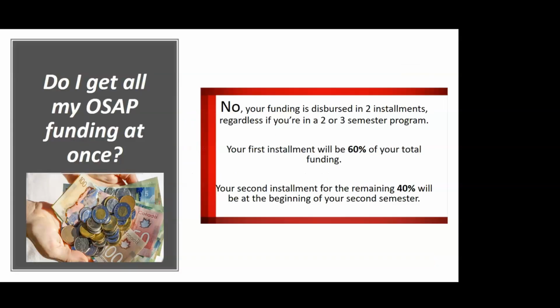Do you get all your OSAP funding at once? This is important. No. Your funding is dispersed in 2 installments, regardless if you're in a 2-semester or 3-semester program. Your first installment will be 60% of your total funding, and the second installment for the remaining 40% will be at the beginning of your second semester.